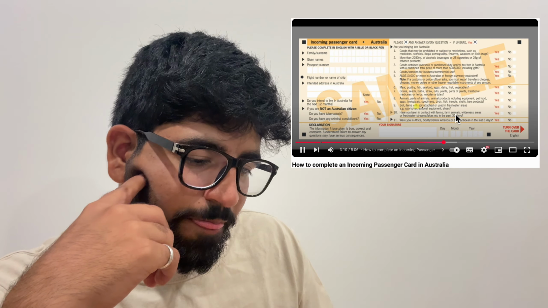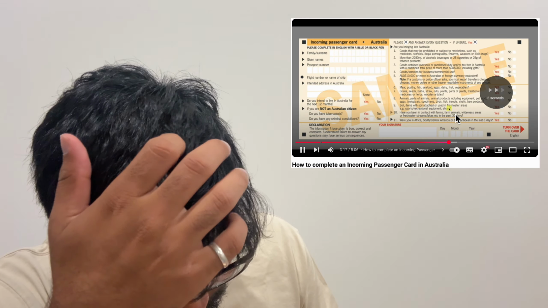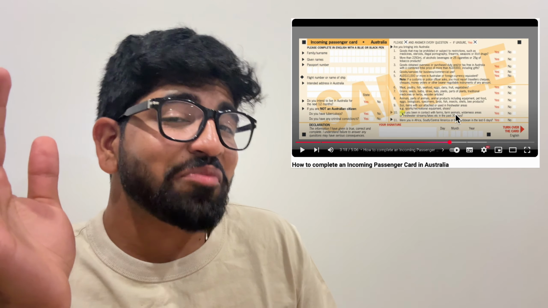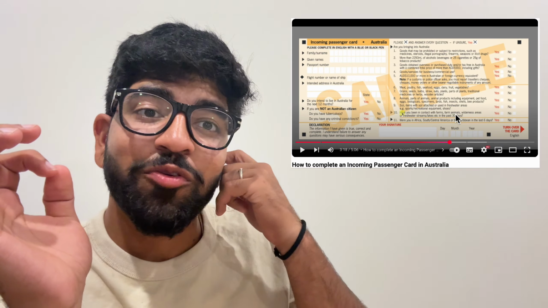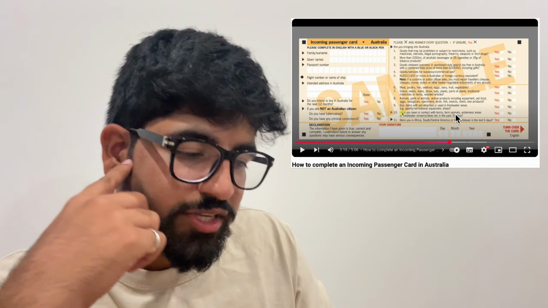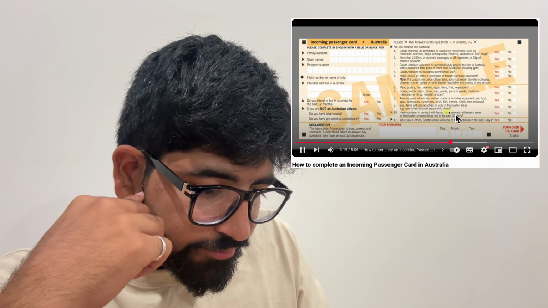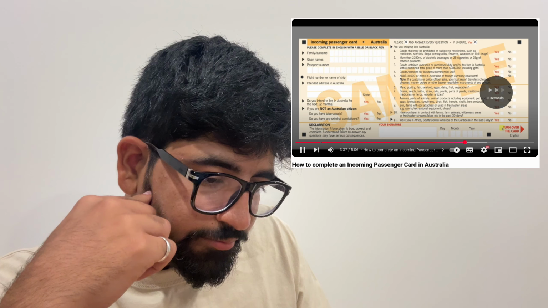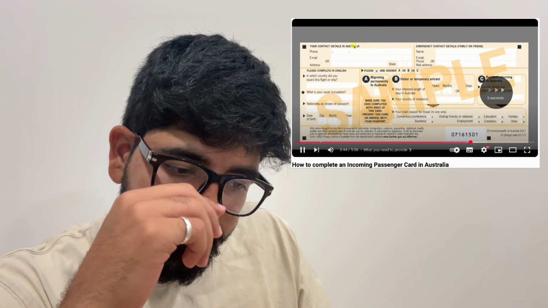Or soil items with the soil attached, or have you been in contact with farm animals, wilderness areas. It's a little weird, but make sure that your footwear is clean. It doesn't have any soil on the sole, basically. And there are penalties if you lie in some information.